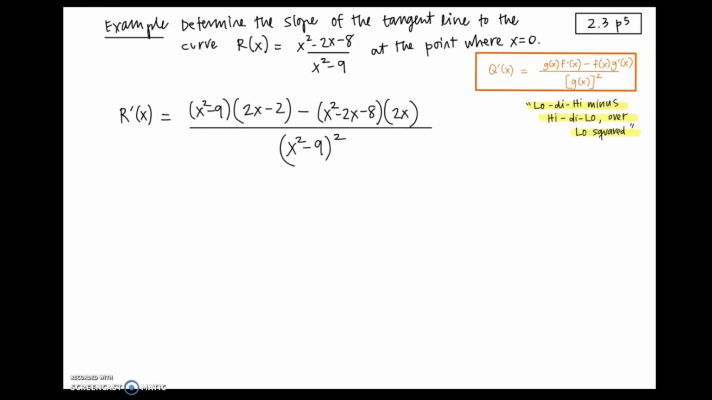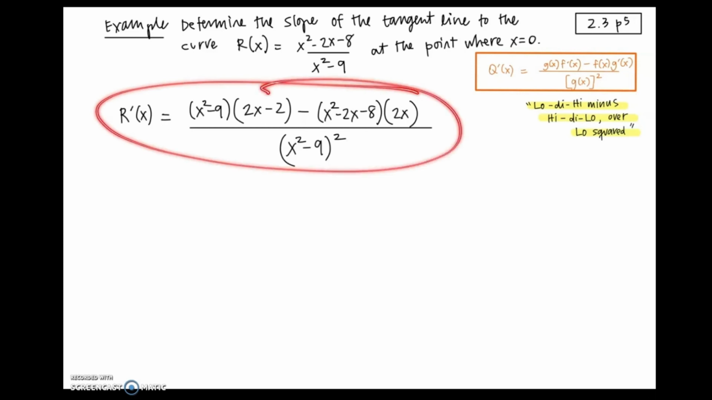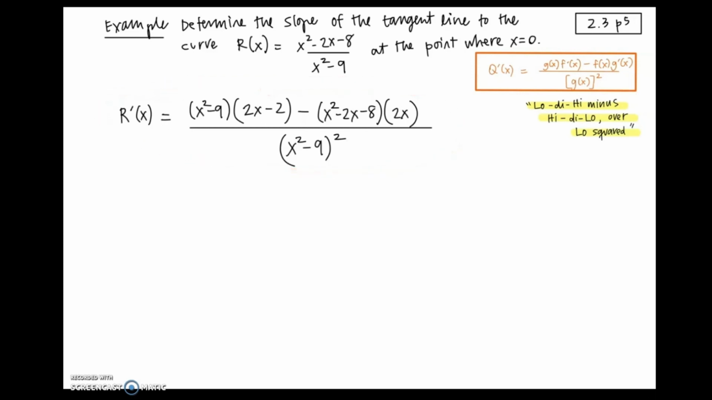Okay, so we found the derivative of that quotient, that function, and now we want to find the derivative, which always gives the slope of the tangent line to the original curve at a certain point, and we want to find it when x equals 0. So that's super helpful that it's x equals 0 so that a lot of things will drop out. So we want to find r prime of 0.